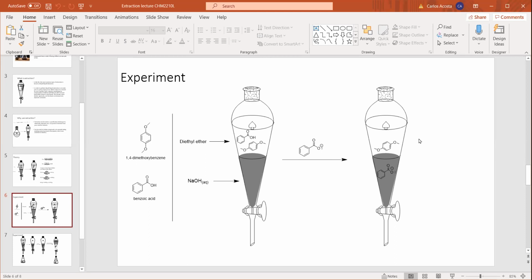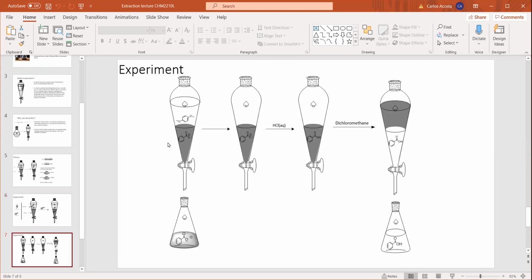And when we do the extraction, the benzoate is going to go into the water layer, and you're going to leave your dimethoxybenzene behind in the organic layer. And again, the benzoate is going to establish an equilibrium between the two solvent layers, so you're going to have to do multiple washings. But once you do that, you can drain off the water layer, which contains your benzoate, and you can leave the organic layer behind, which has your dimethoxybenzene, and you collect the dimethoxybenzene in another flask.